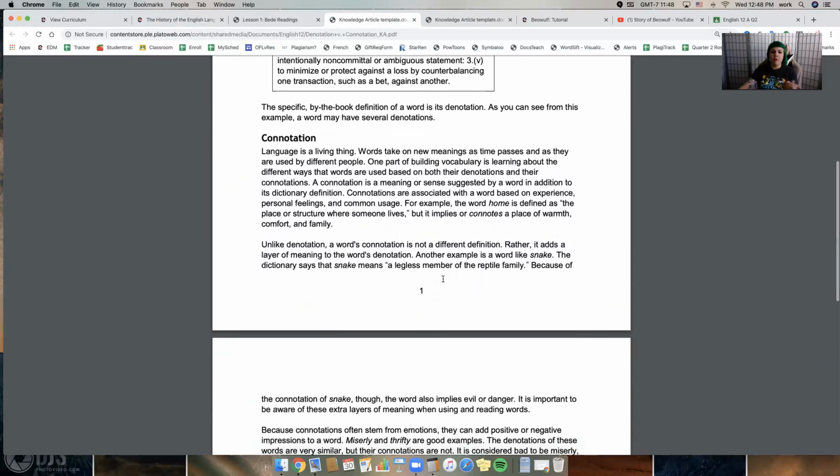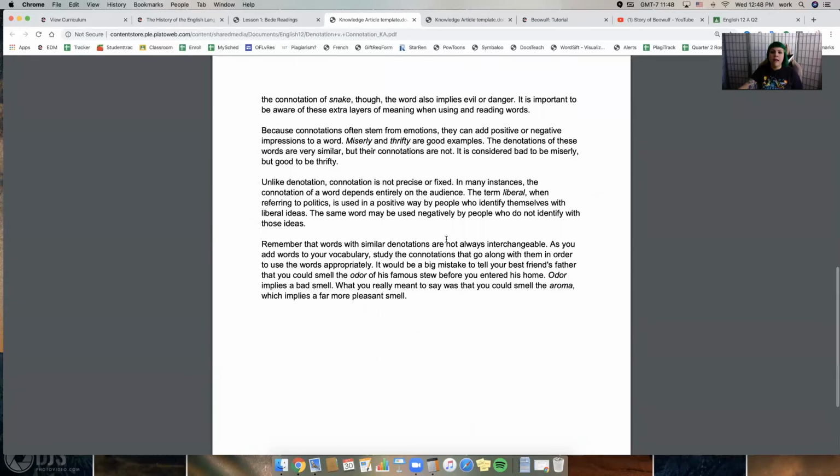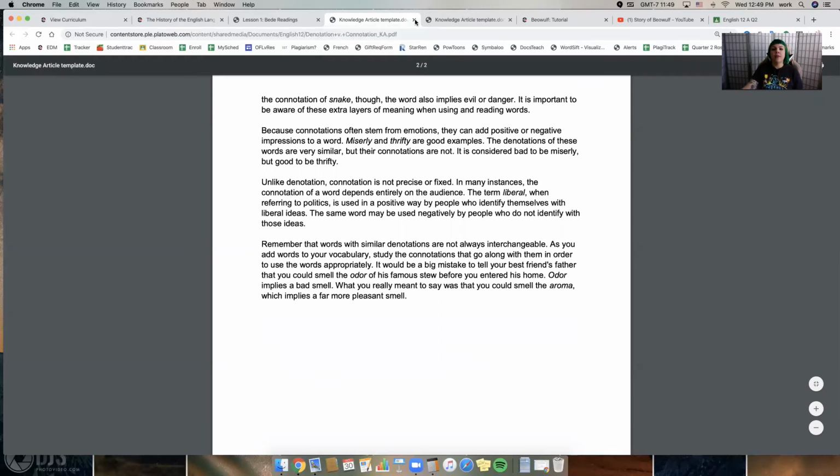So connotation, we attach negativity or positivity to. So like this example here, home. People will say like, oh, it's a house, but it's not a home. So the house would have more of a negative connotation in that sense, and home has a positive connotation. We associate home as a positive thing. Miserly and thrifty. So miserly is like somebody who pinches every penny and keeps all their money, and then thrifty is somebody who's just good at saving money. So you get that idea. That's what's going on here.